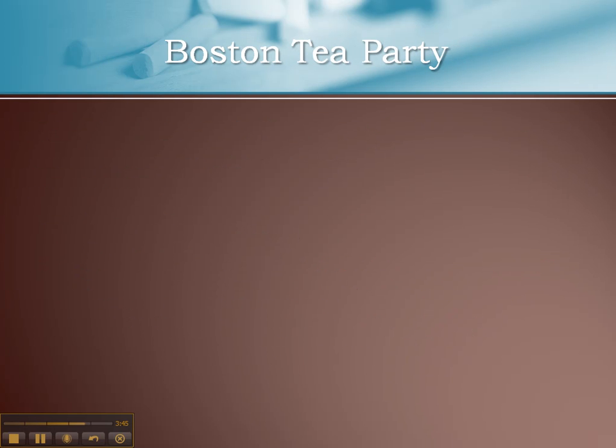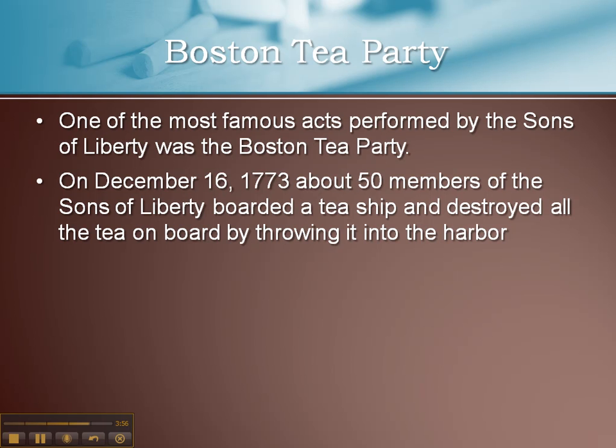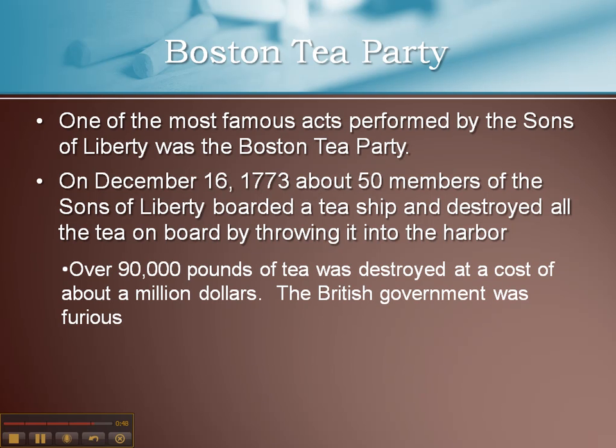Their most notable act of defiance was something called the Boston Tea Party. It's one of the most famous acts performed by the Sons of Liberty. On December 16th, 1773, about 50 members of the Sons of Liberty boarded a tea ship called the Dartmouth in Boston Harbor, and they destroyed all the tea that was on board the ship. Now, the purpose of this was to show their outrage for the new tea tax that had been put in place. To give you a little background on this, actually, real quick here, just to note that about 90,000 pounds of tea was destroyed, costing about $1 million, and the British were very furious about this.